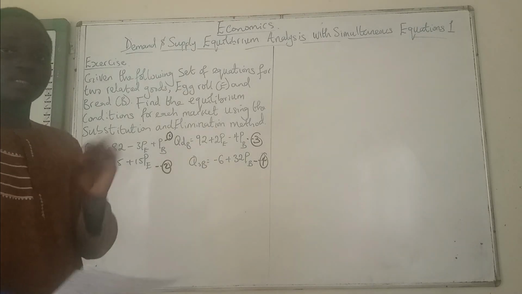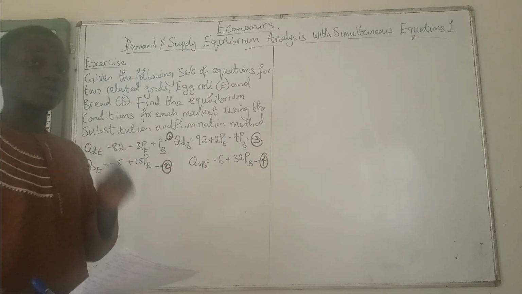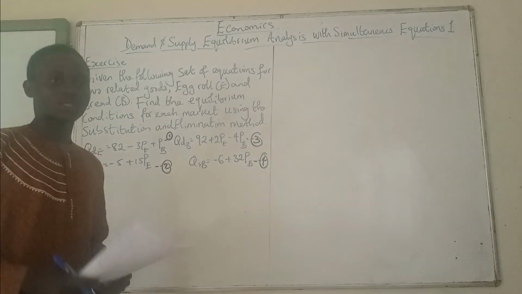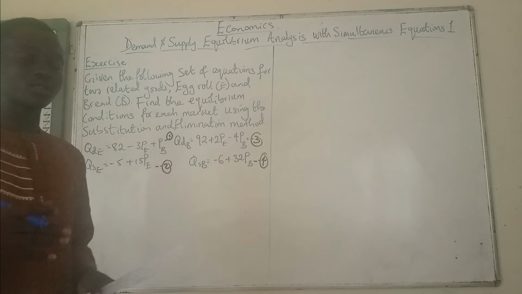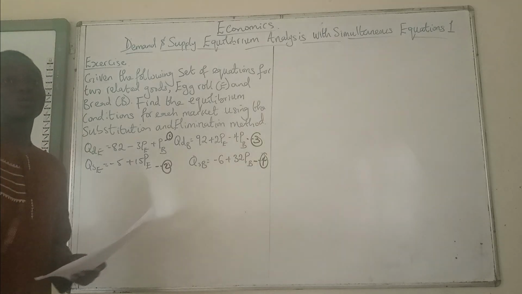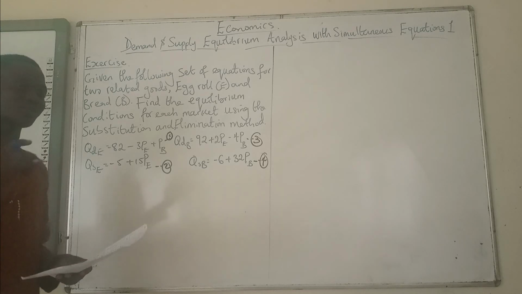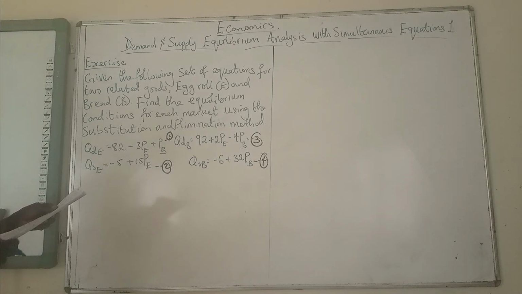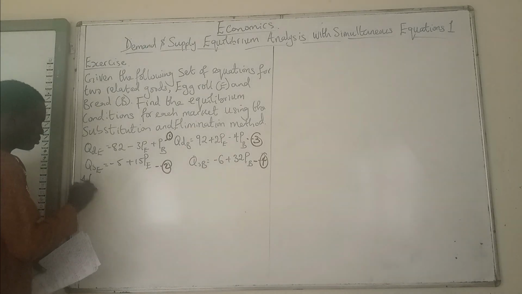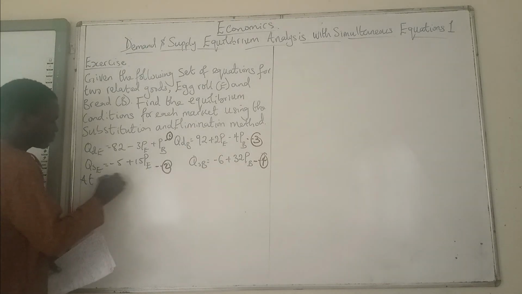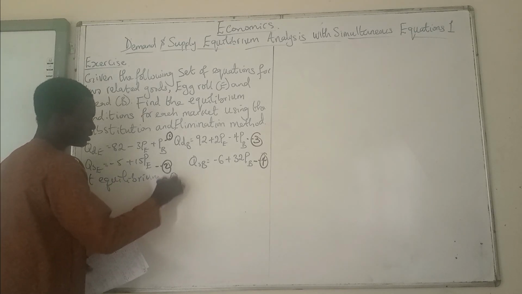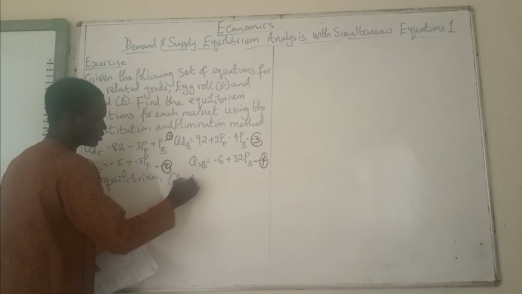Just make sure that you state that condition first, that at equilibrium position, the quantity demanded is equal to the quantity supplied. Simply because it is not at every price that quantity demanded equals quantity supplied of a commodity. So that, as we stated, is very important. So at equilibrium, quantity demanded equals quantity supplied.